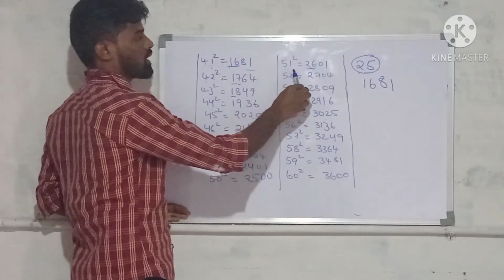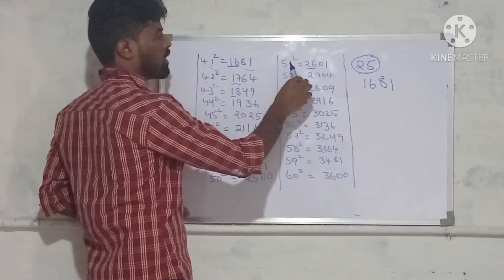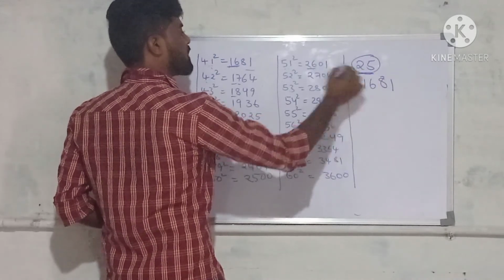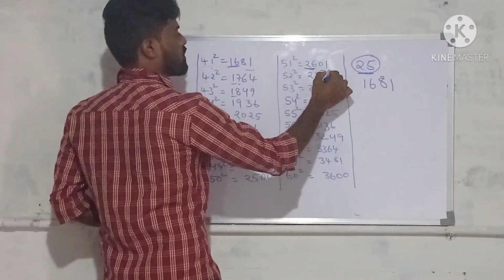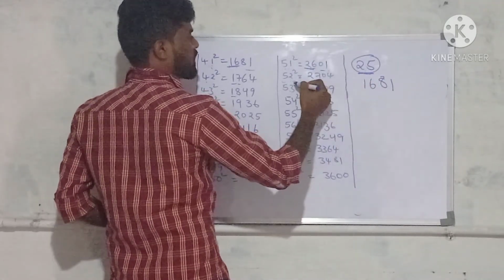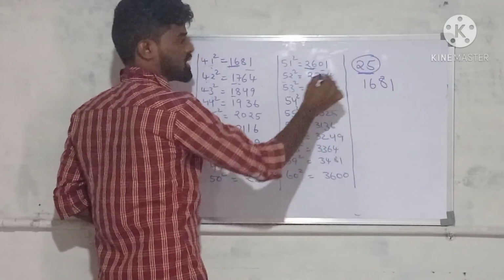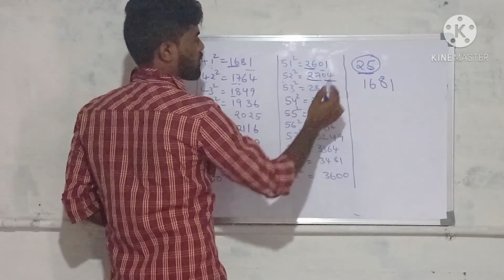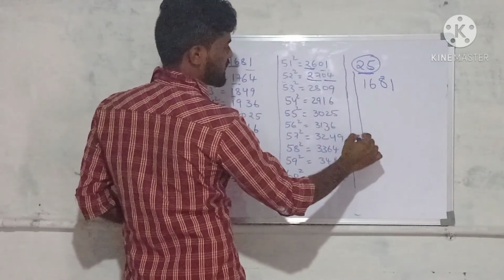Let's see 51 square. It is 1 more than 50. That means we have to add 1 to this number. It will become 26. 1 square 01. 52 square. It is 2 more than 50. That means we have to add 2 to this number. It will become 27. 2 square 4. And this will continue like this.